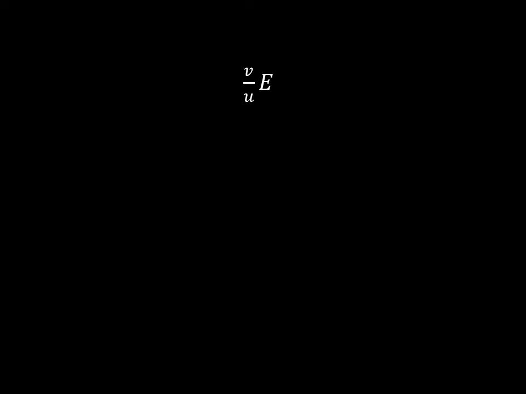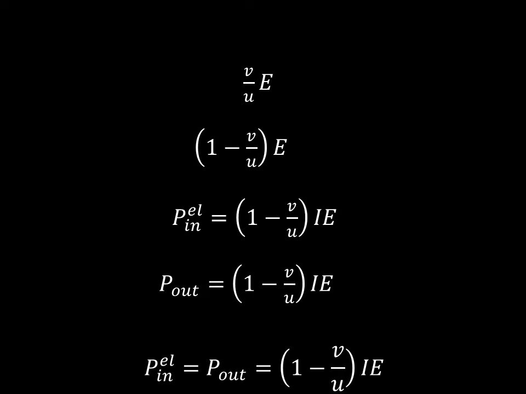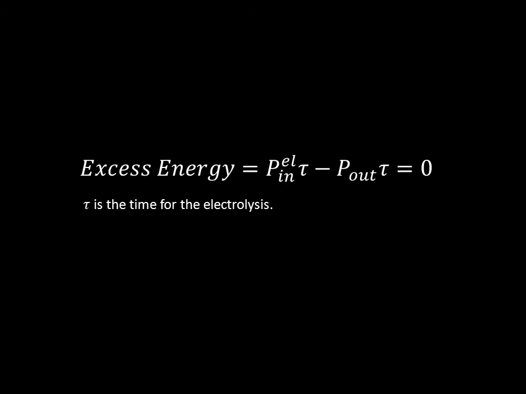Now, let us recap. When the reverse process commences, the cell voltage would be decreased by V over U times E. Therefore, the externally applied voltage would be (1 minus V over U) times E. And the input spent electric power, which becomes output power due to electrolysis, will also change. If these are the only changes due to the reverse process, then input and output powers will be equal, and excess energy will be zero. That is, conservation of energy is seemingly obeyed.